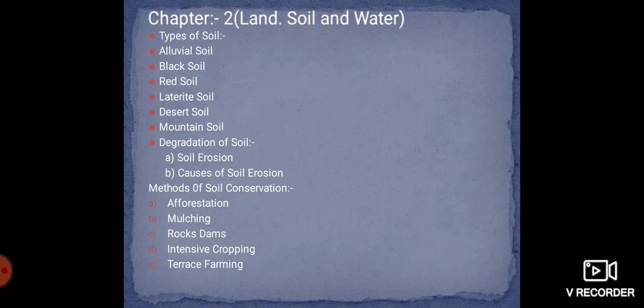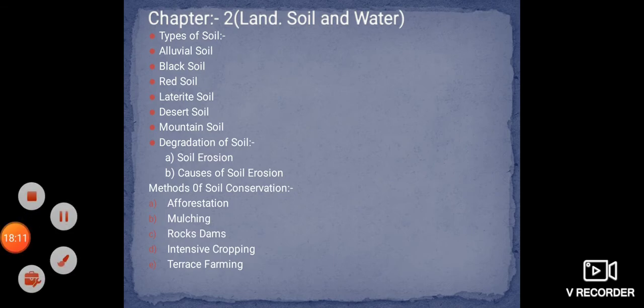Rock dams. Rocks are piled up across a channel to slow down the flow of water. This prevents gullies and further soil loss. Terrace farming. In terracing, a number of terraces are cut along the hill slope. These are made on the steep slope so that flat surfaces are available to grow crops.